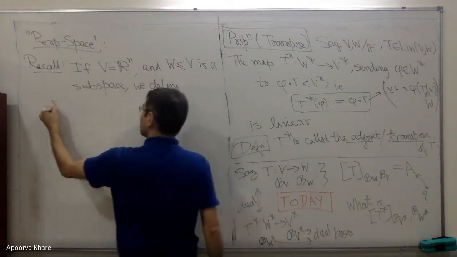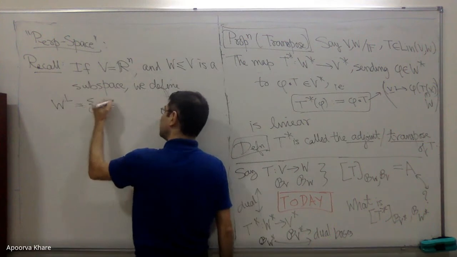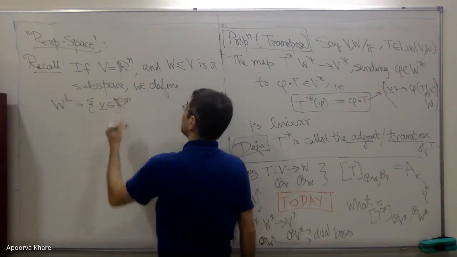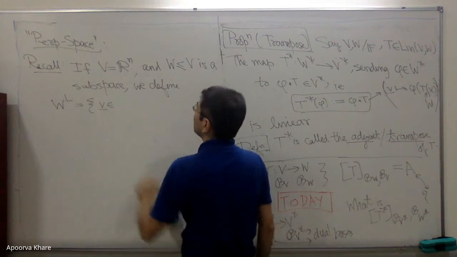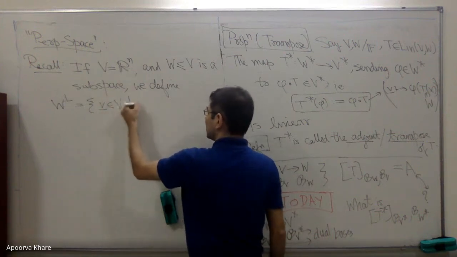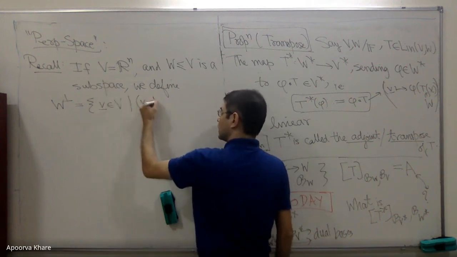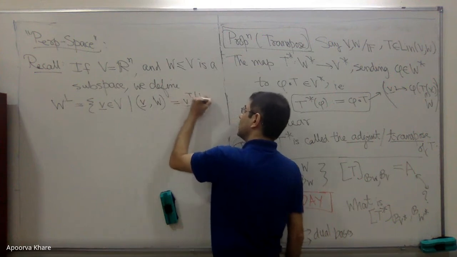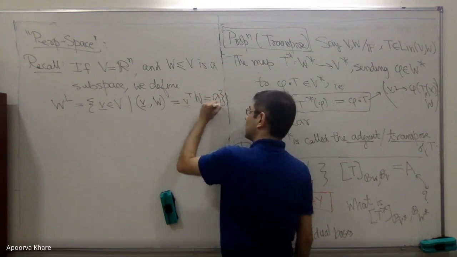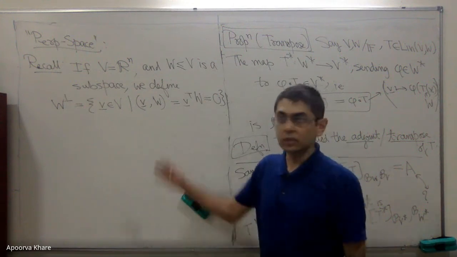We define W perp to be the set of all v in V, where V is Rn, such that the inner product of v with W, which is the same as saying v transpose W, is 0. Actually, 0 the scalar. That's what the Perp space is.